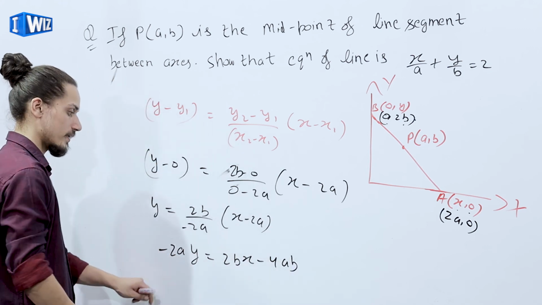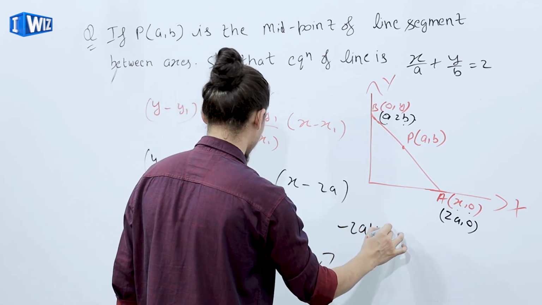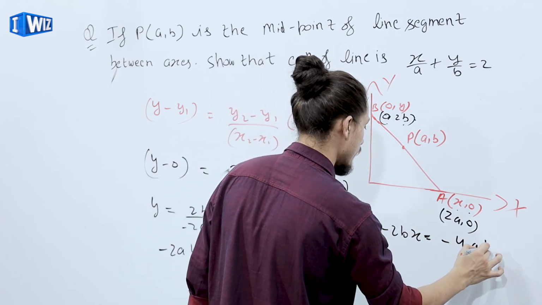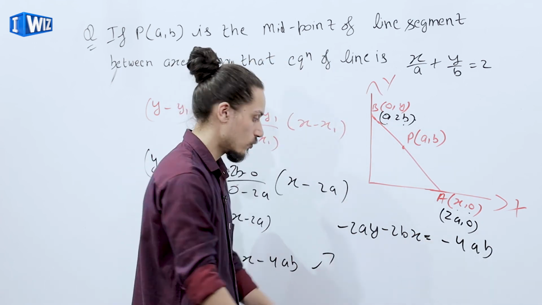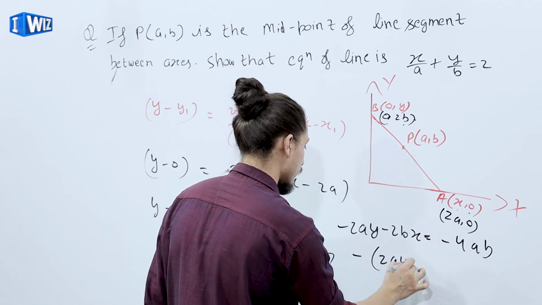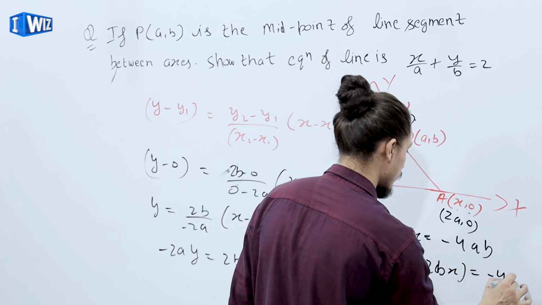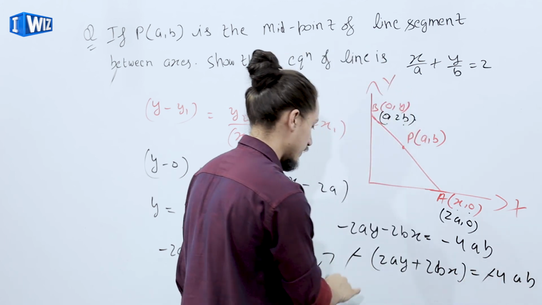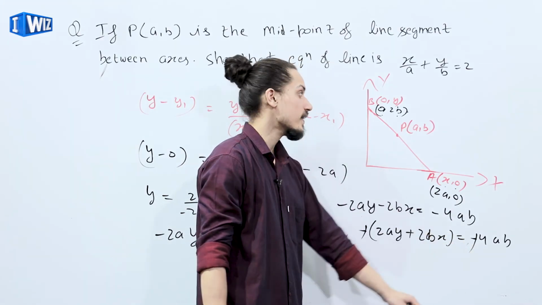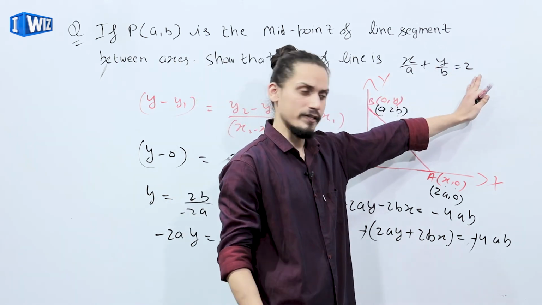अब 2bx को यहाँ ले जाओ, we get minus 2ay minus 2bx is equal to minus 4ab. दोनों में नेगेटिव साइन है, कॉमन ले लो, we get minus of 2ay plus 2bx is equal to minus 4ab. नेगेटिव साइन से नेगेटिव साइन कैंसिल. अब हमारे पास है 2ay plus 2bx is equal to 4ab. हमें चाहिए x upon a plus y upon b is equal to 2. That is right hand side में we need 2.